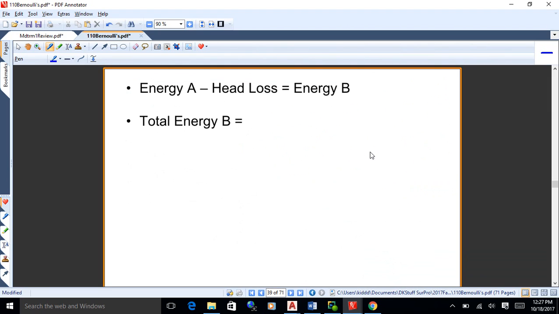Now the first thing that happens is you got 432 at A, but then you got head loss that occurs between A and B. You got 20 feet of head loss. So what's going to happen is you're going to end up with some energy at B that's less, and that's 412 feet. And that's what you got to work with at B.